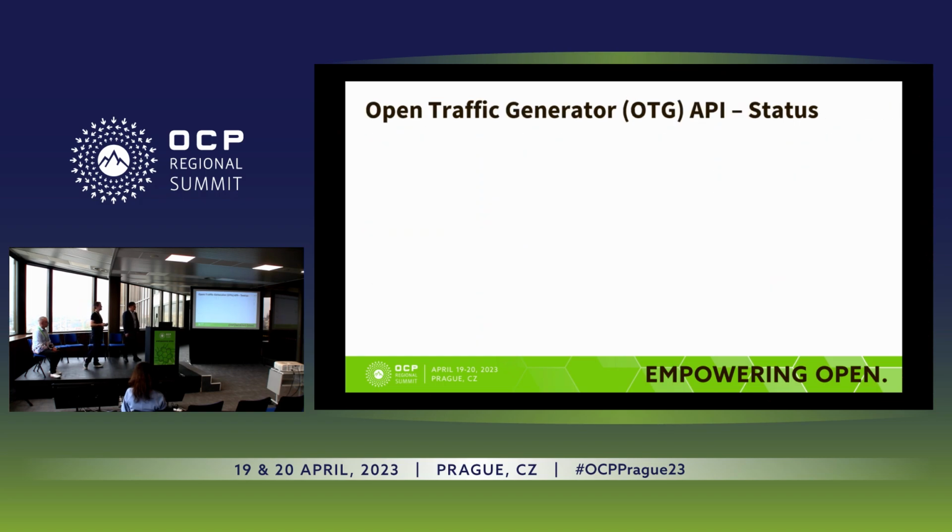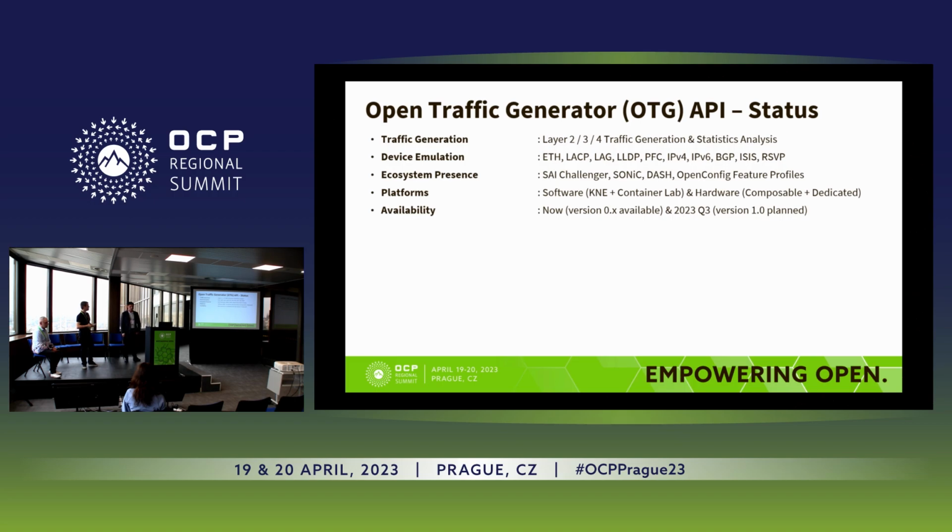So this being snappi, I wanted to give you an idea of where we are today on this journey and what the vision is for this open traffic generation. So today, with the OTG API, we can do layer 2, layer 3, layer 4 traffic generation, statistics, analysis.